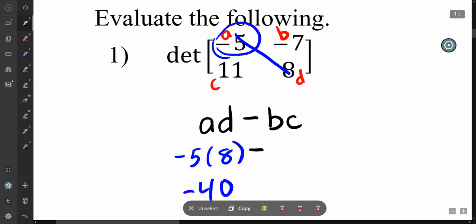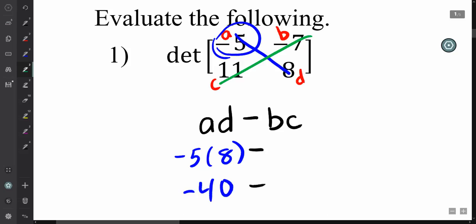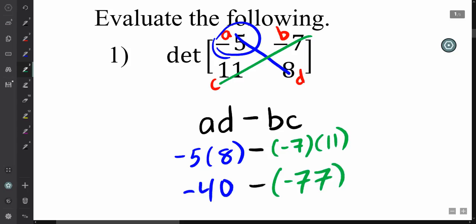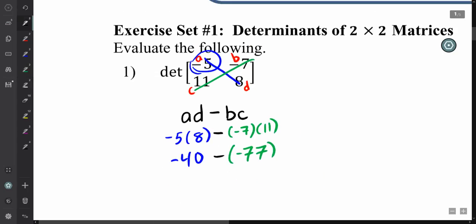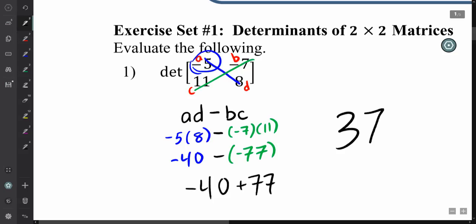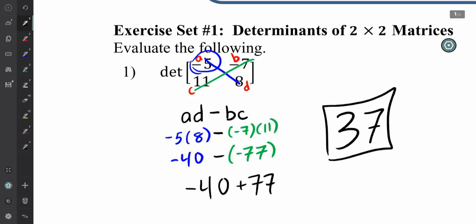I'm going to subtract the B times C. In that case, I'm going to subtract the -7 times 11, which is -77. So -40 minus -77 is really -40 plus 77. So my determinant is 37. It's that quick of an operation for 2x2s.